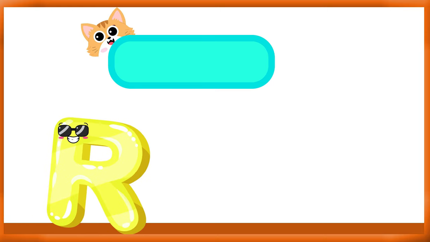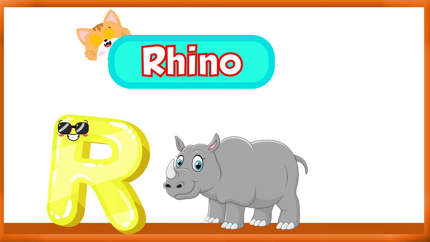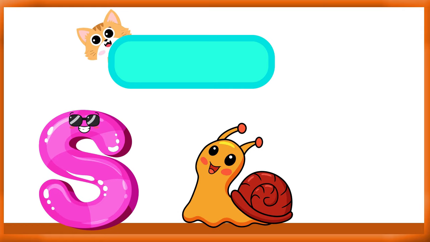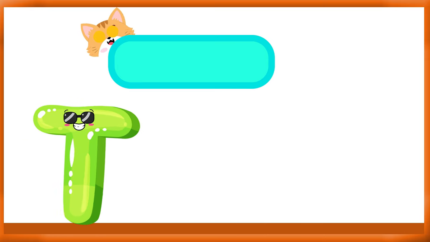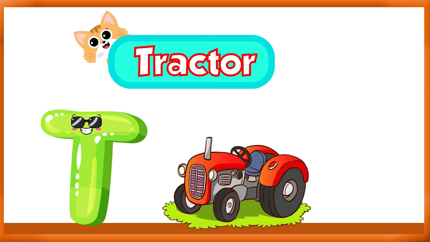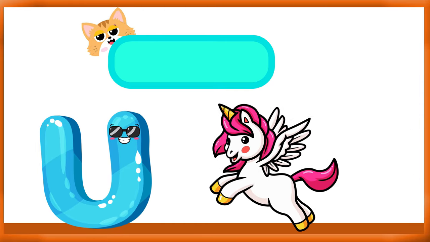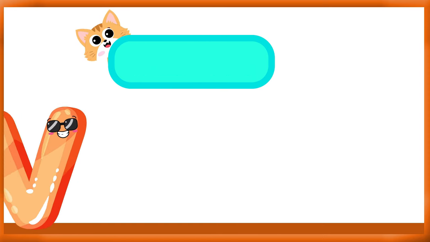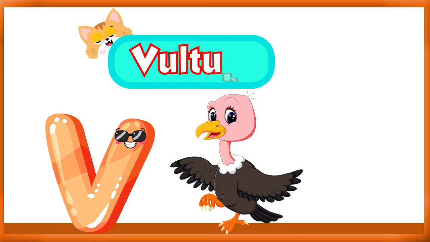Here comes letter R. R, rhino. Here comes the letter S. S, snail. Here comes the letter T. T, tractor. Here comes the letter U. U, unicorn. Here comes the letter V. V, vulture.